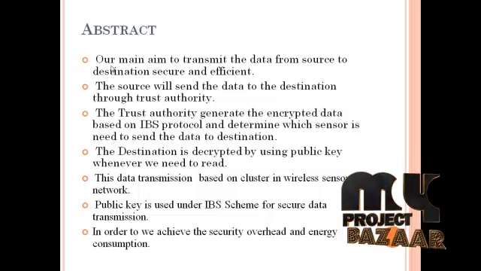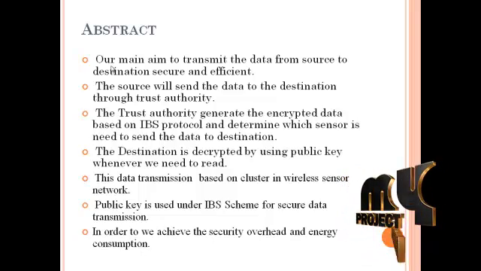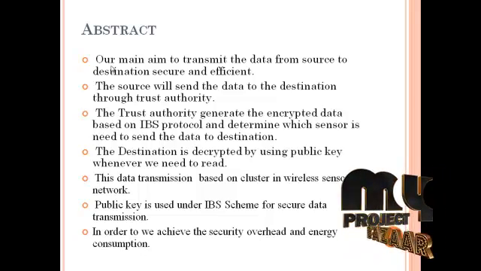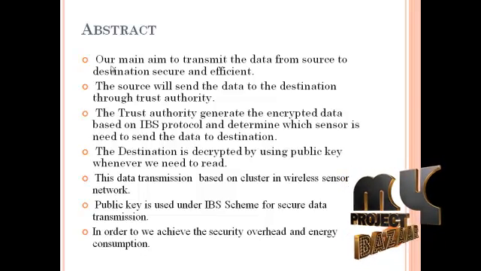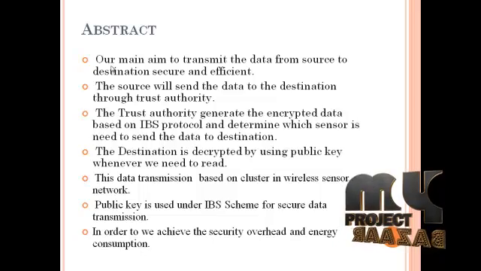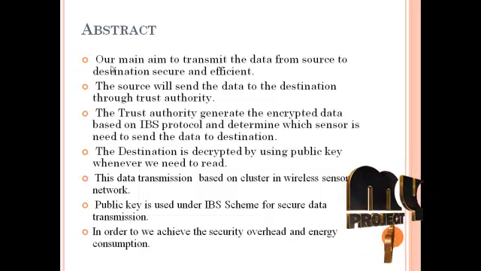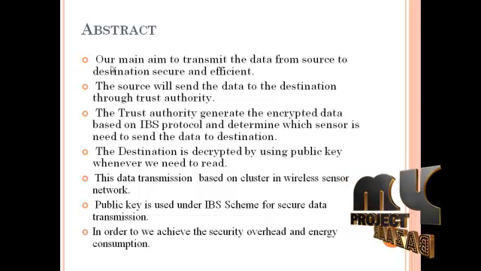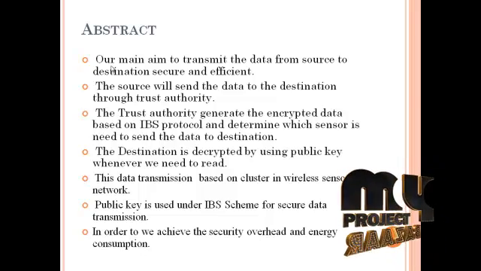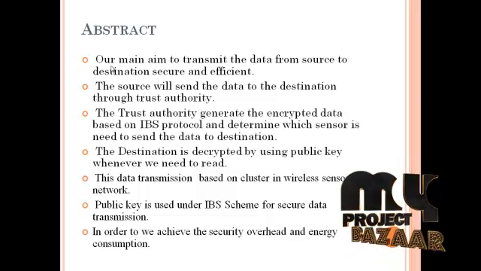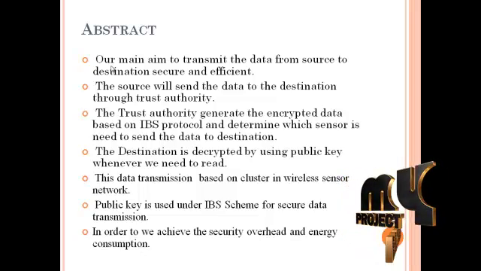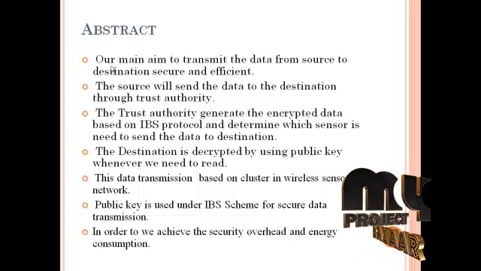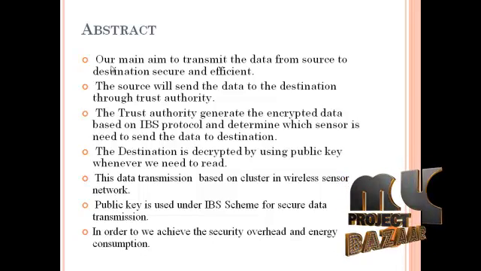We have to select any one of the sources and the destination, and we have to analyze the data under them, and we have to perform the trust authority. The trust authority generates the encrypted data based on the IBS protocol and determines which sensors need to send the data to the destination. The destination decrypts it by using the public key whenever we need to read. This is data transmission based on clusters in a wireless sensor network.